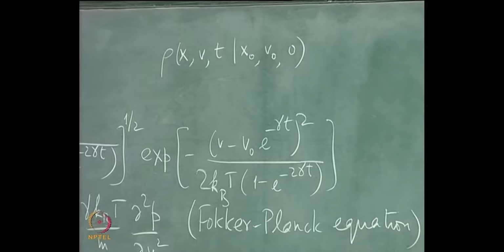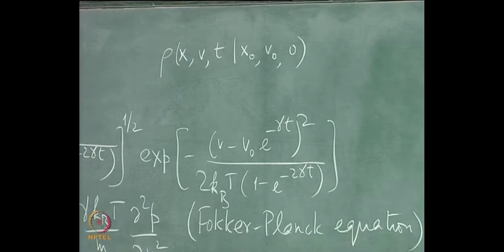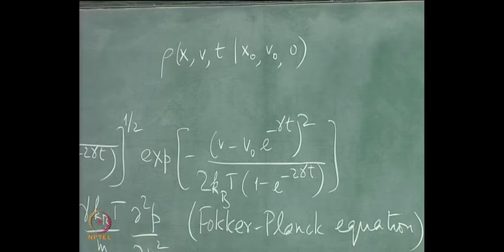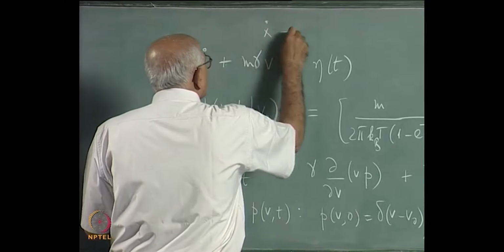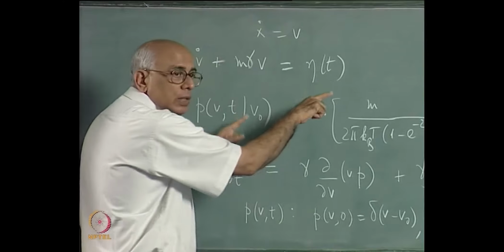It turns out you can write a Fokker-Planck equation for that quantity, which would correspond to writing an equation for the probability density corresponding to the pair of variables here. So I would write x dot equal to v and v dot equal to this.